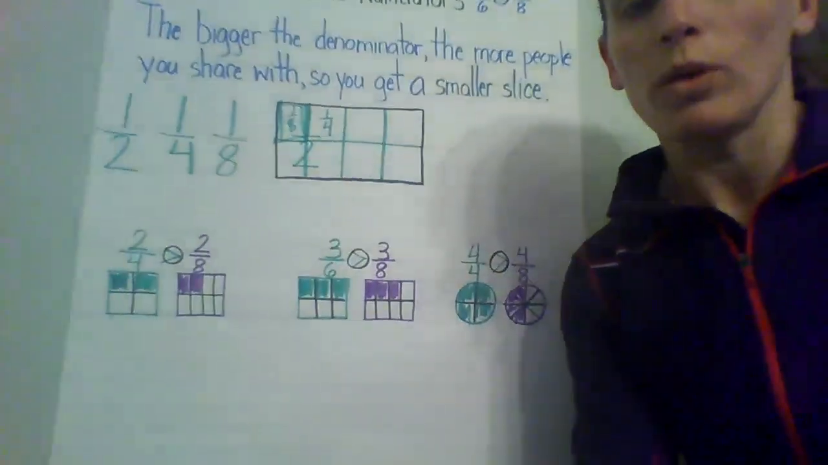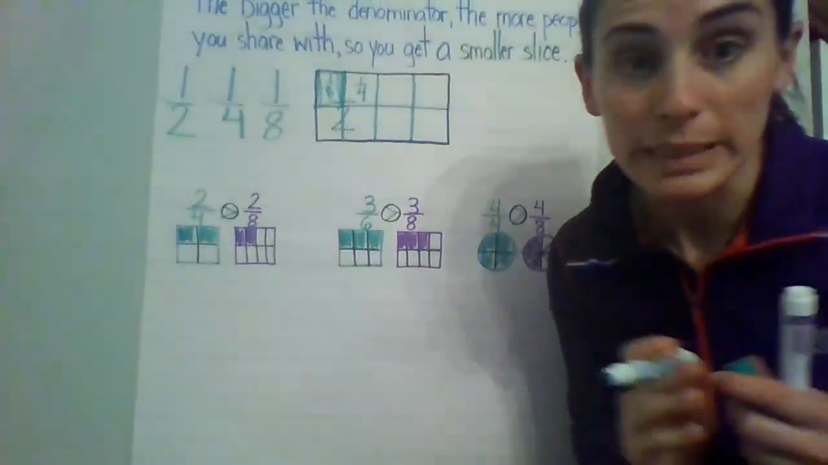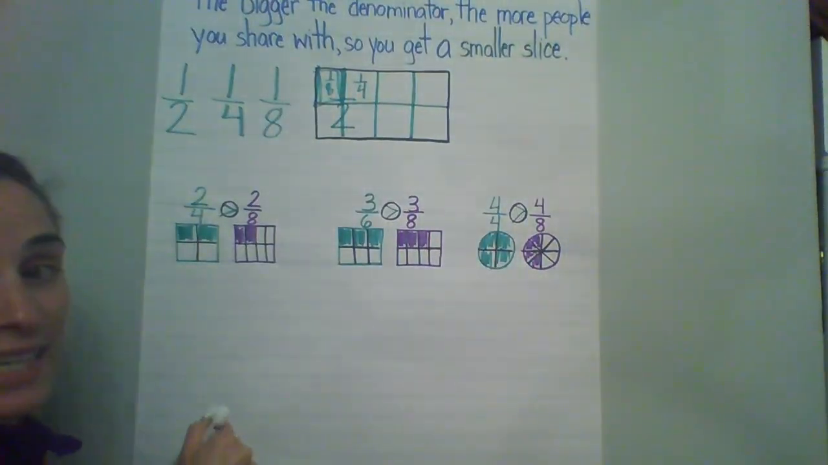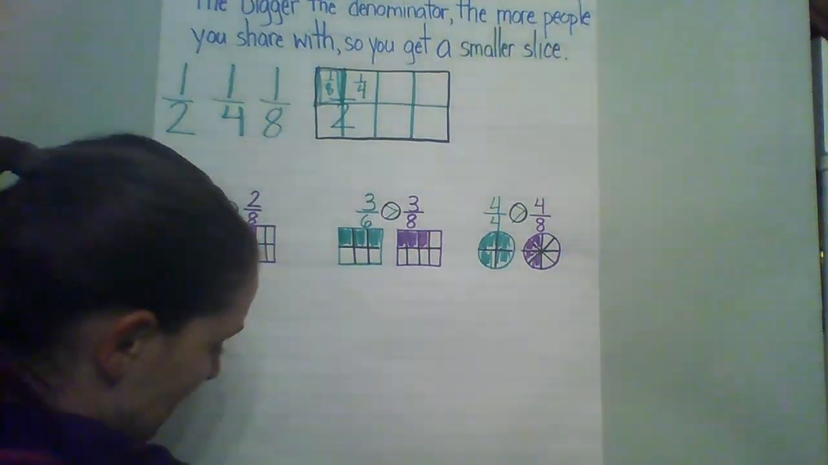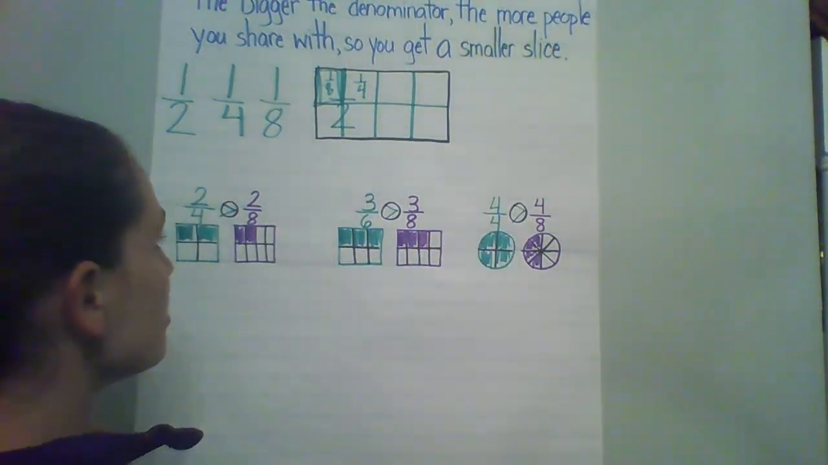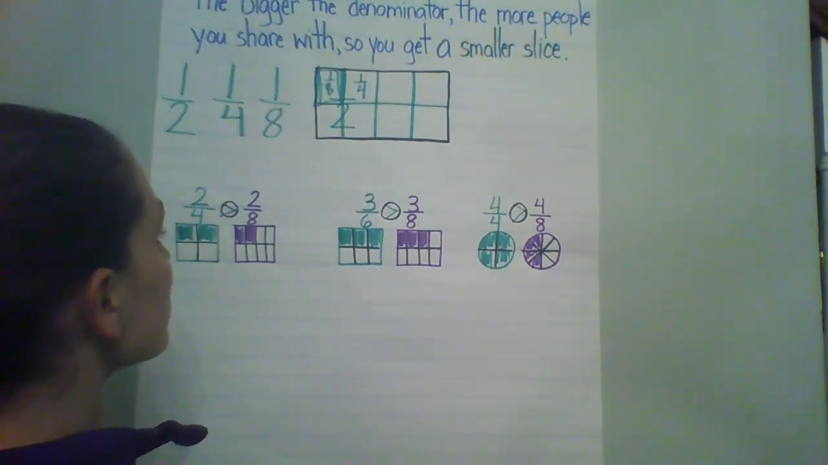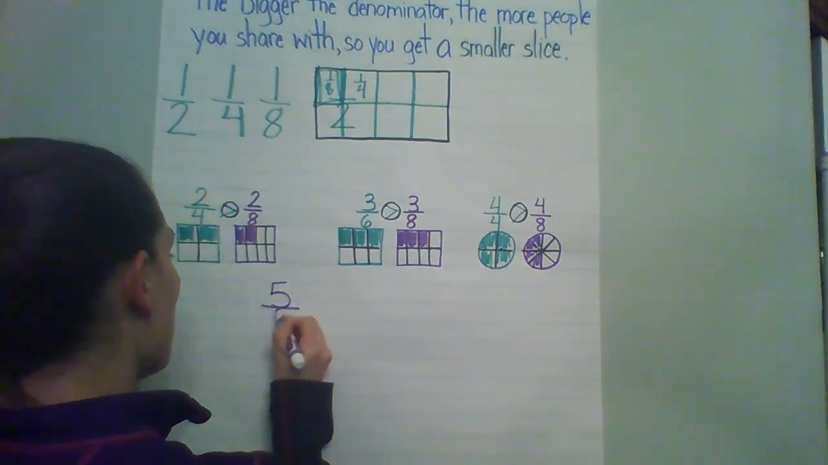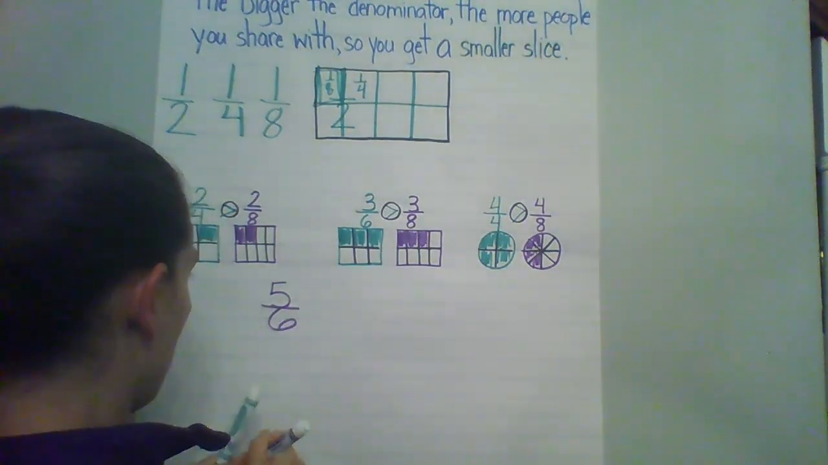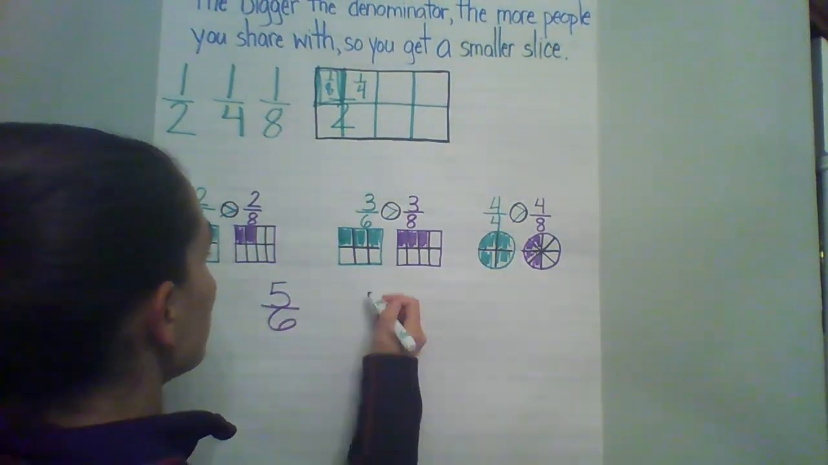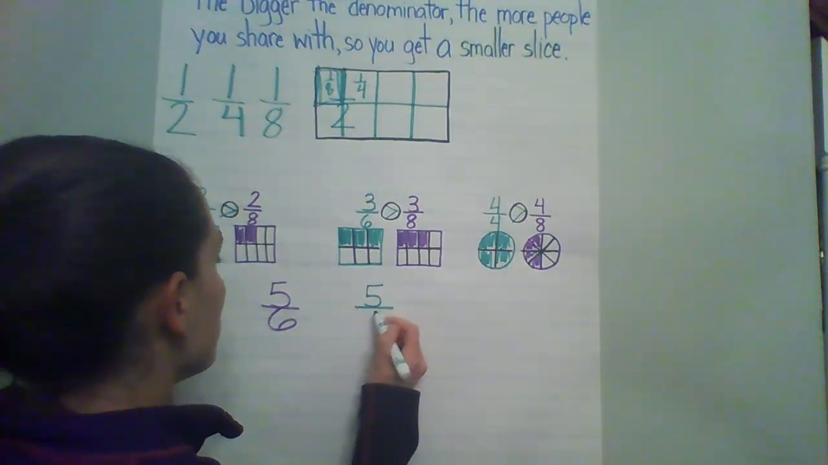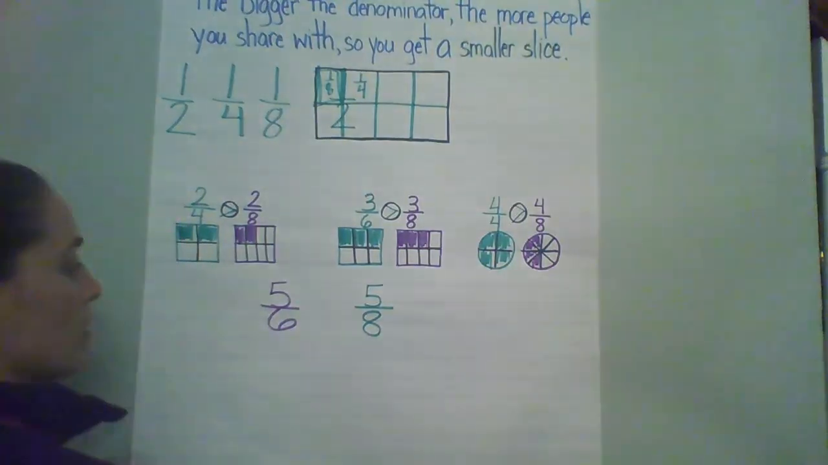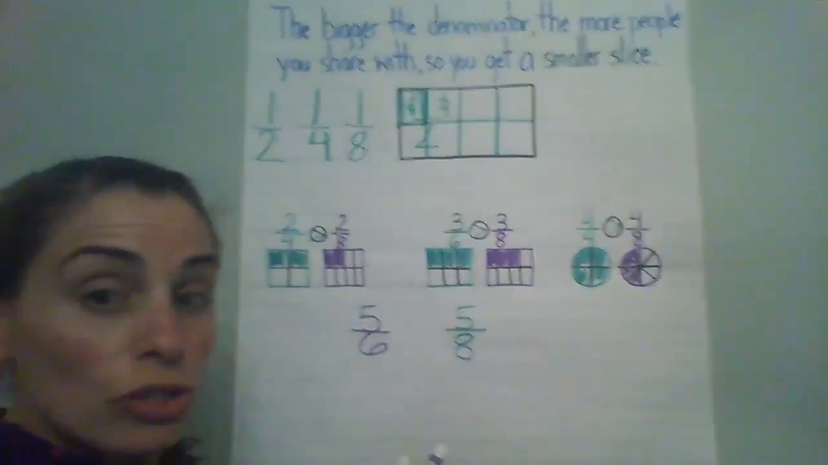Okay, so let's do one more, and let's do it together, okay? Bear with me. I'll make this one nice and big for us. Come on. What haven't we done yet? How about we will compare 5/6 and we will compare 5/8. Okay? So, I'm going to draw 2 rectangles.